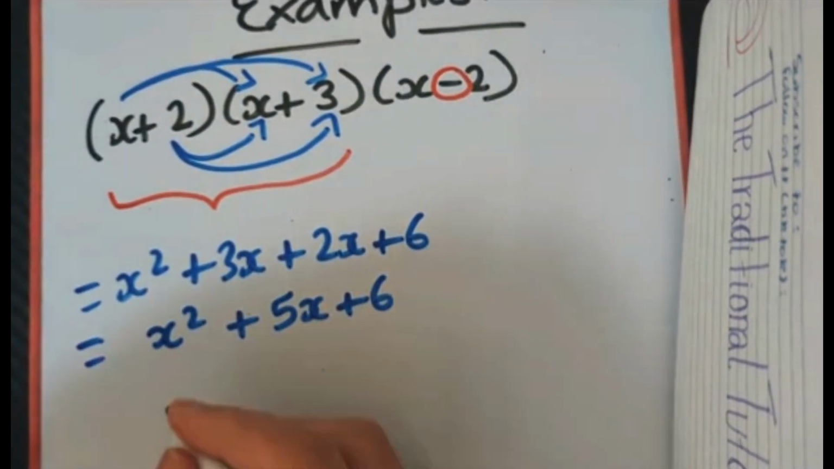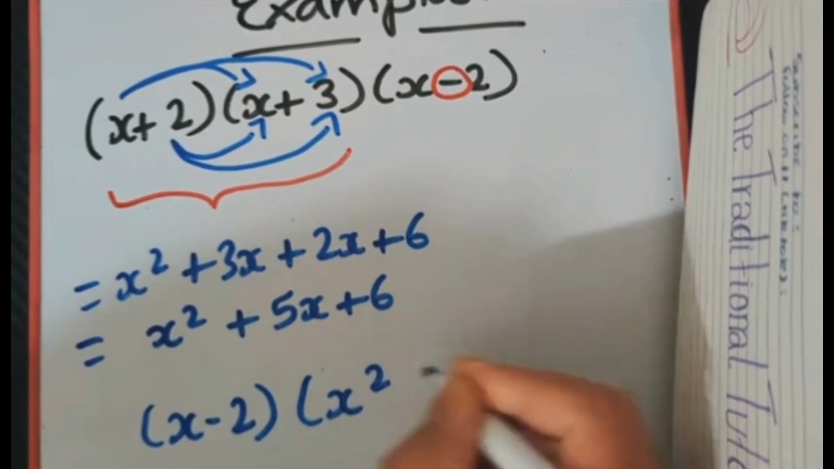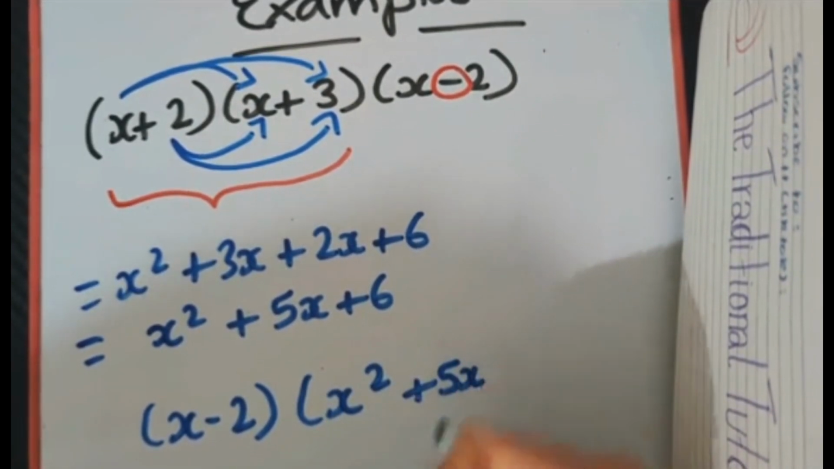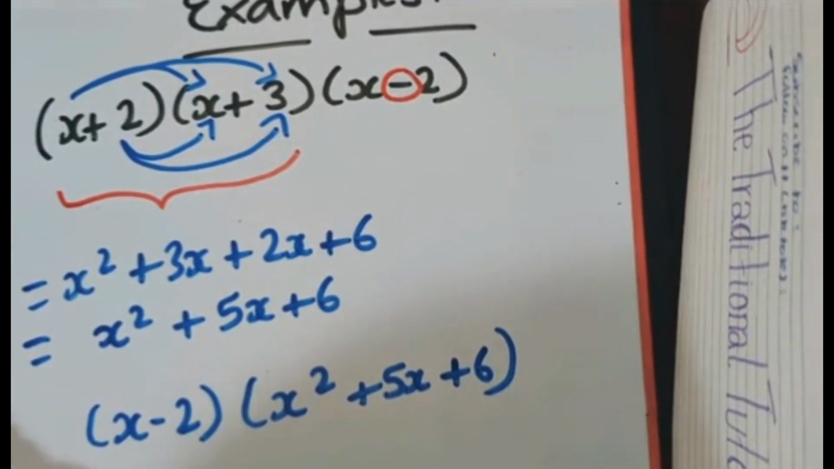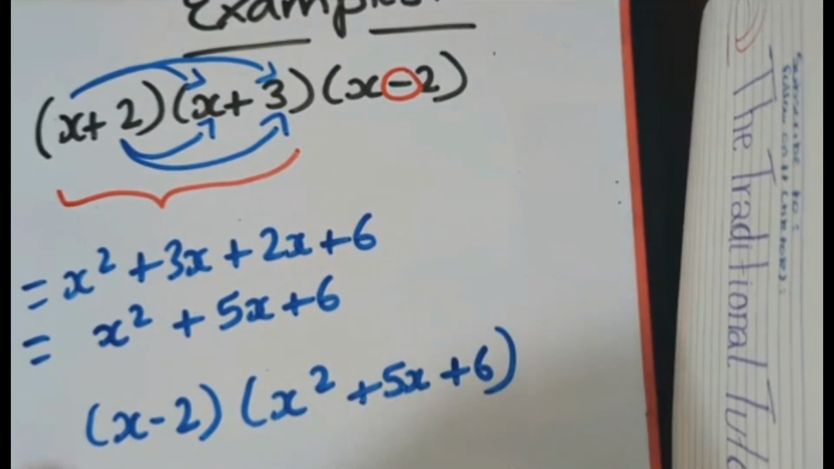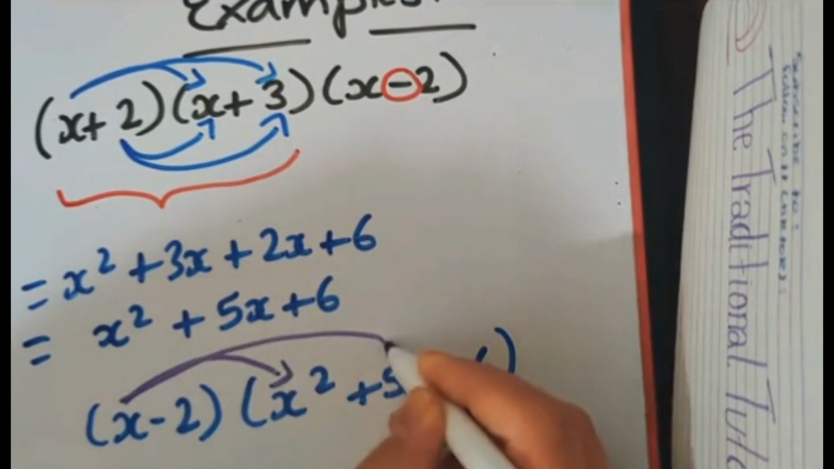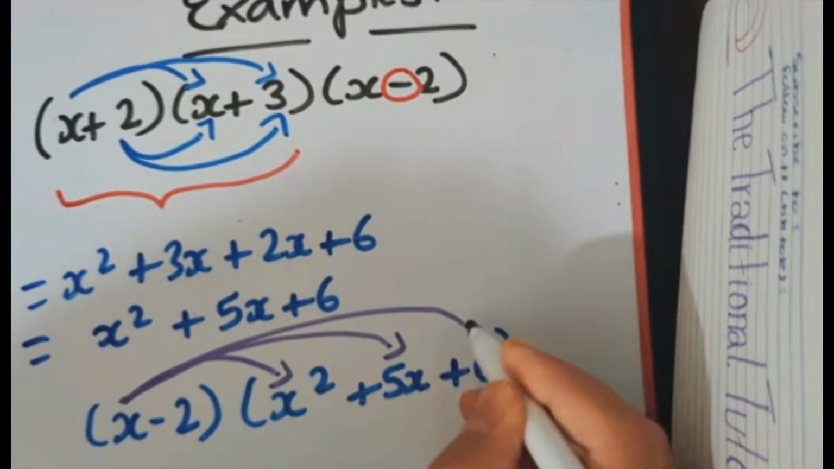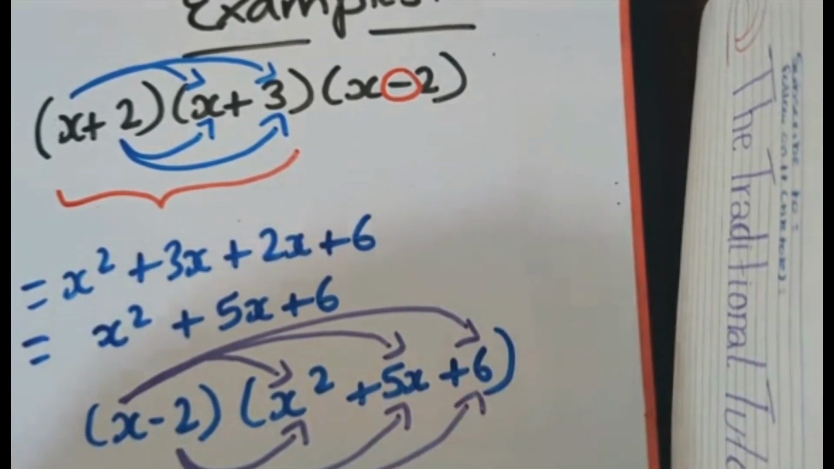I'm going to write down x minus 2 first, and then my quadratic of x squared plus 5x plus 6, it just makes things easier. And then a case of me drawing my arrows. So that means I'm doing x times by x squared, x times by plus 5x, and x times by plus 6. Then negative 2 times by every element in my second bracket.